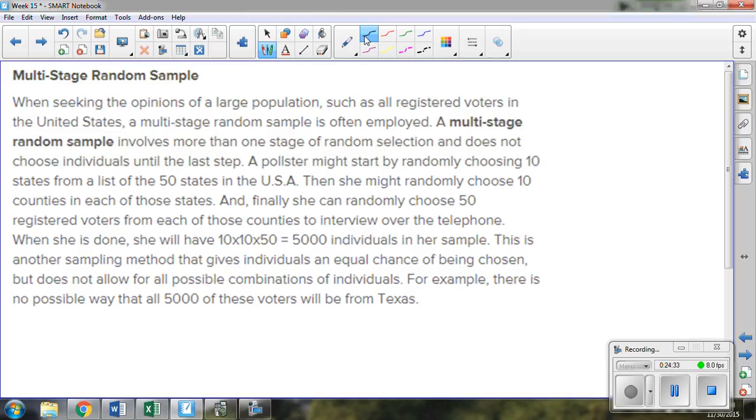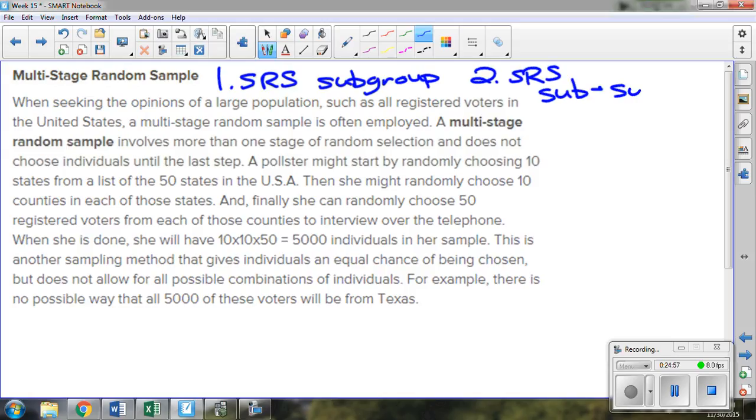So, in a multi-stage random, we'll do an SRS sample to get subgroups. Then you'll do another one to get a group within the subgroup, and it might be that you would do a group inside a group inside a group, or more.